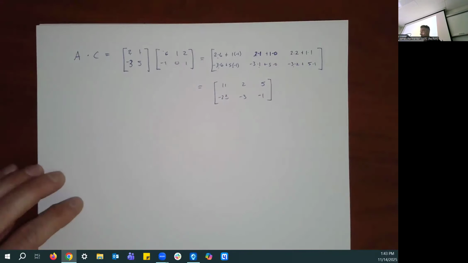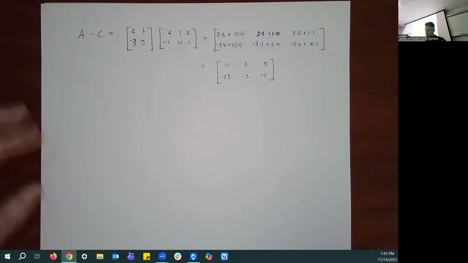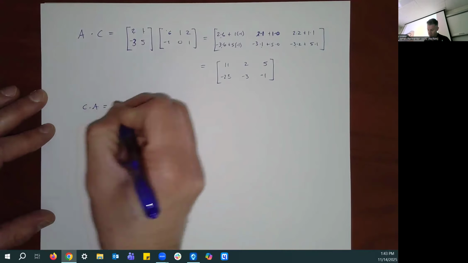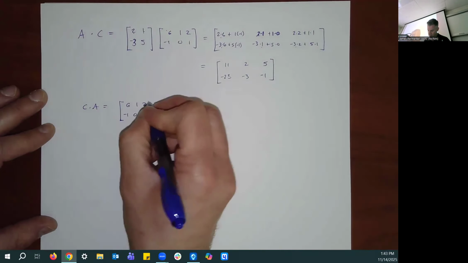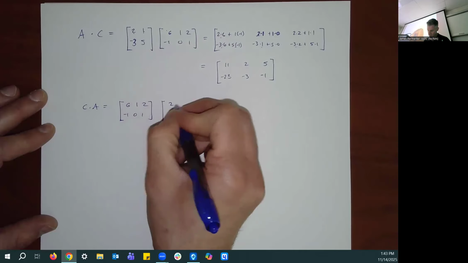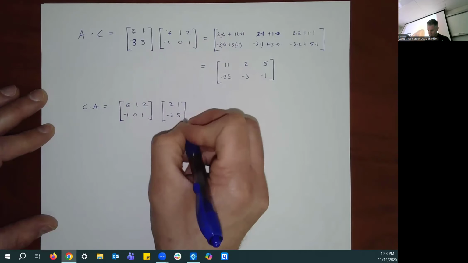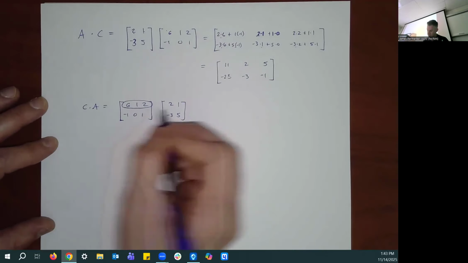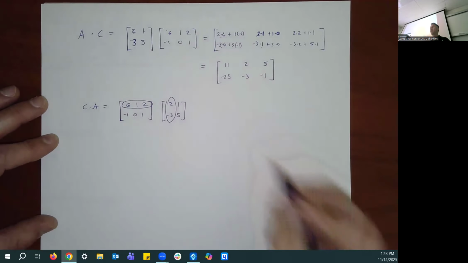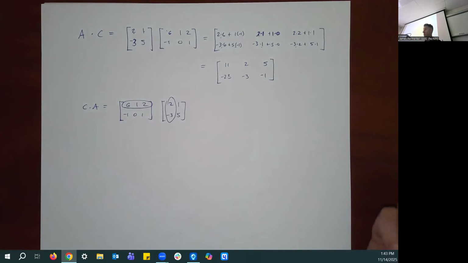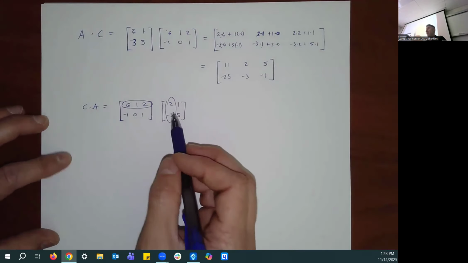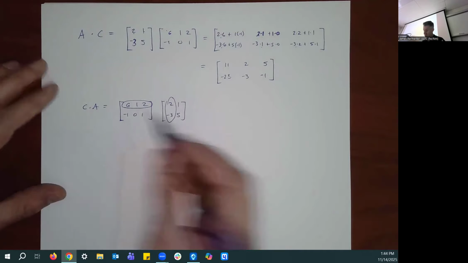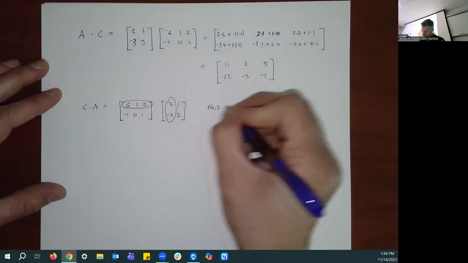Whereas if you try to multiply the matrices in the other order, C times A doesn't work. Because when you write it out, you get your 6, 1, 2, negative 1, 0, 1, multiplied by 2, 1, negative 3, 5. This row dotted with this first column doesn't work because they don't have the same number of things. This row is a vector with 3 entries. This column is a vector with 2 entries, and we cannot calculate their dot product. So this multiplication is not defined.